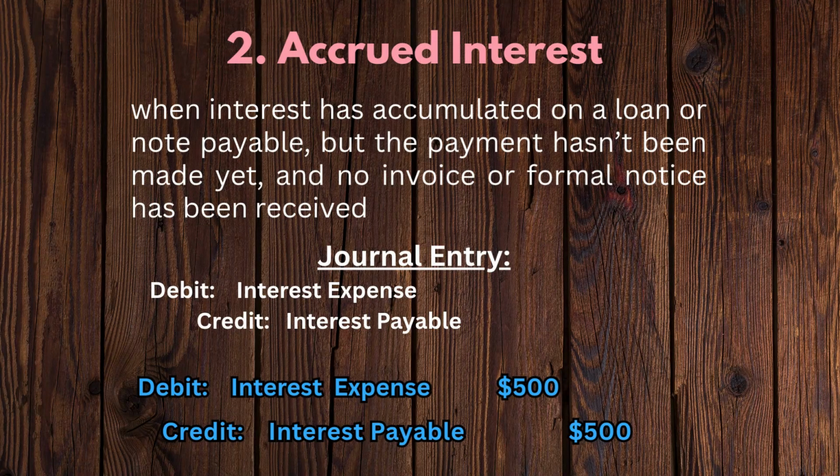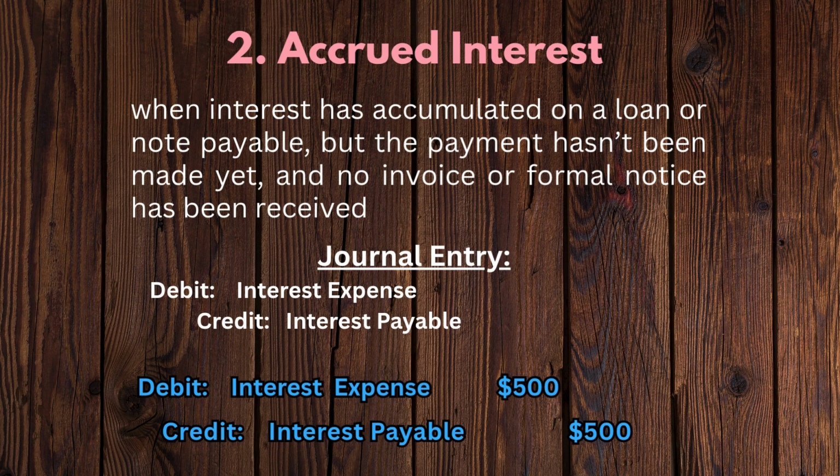This occurs when interest has accumulated on a loan or note payable, but the payment hasn't been made yet, and no invoice or formal notice has been issued. Just like accrued expenses, this type of interest won't be recorded unless an adjusting entry is made. Even if no money has changed hands, the interest still needs to be recognized in the period it accrues. Here's our second example. If your business has a loan and the lender calculates interest monthly, interest will continue to build throughout the month, even if the actual payment isn't due until a later date.